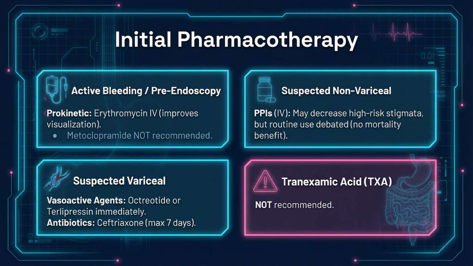Now let's discuss initial medical therapy. Please note that all drug dosages should follow your local institutional protocols. For patients who are being admitted for endoscopy with suspected active bleeding, a prokinetic agent like intravenous erythromycin can be given to improve visualization by clearing blood from the stomach. Metoclopramide is not recommended for this purpose.